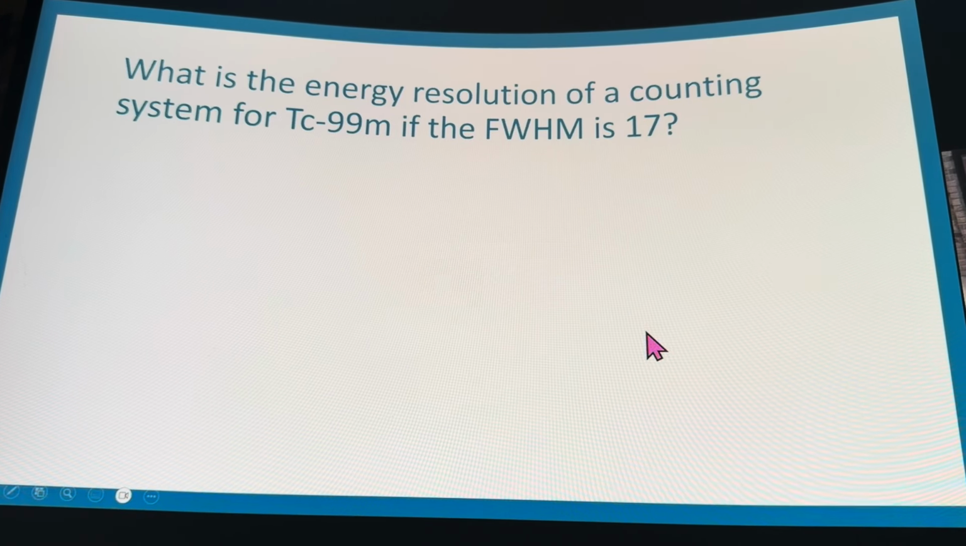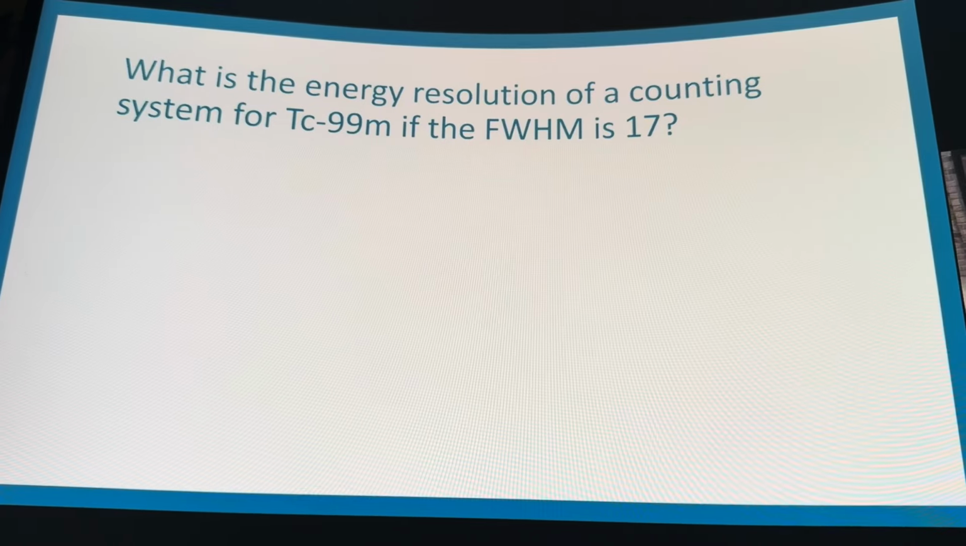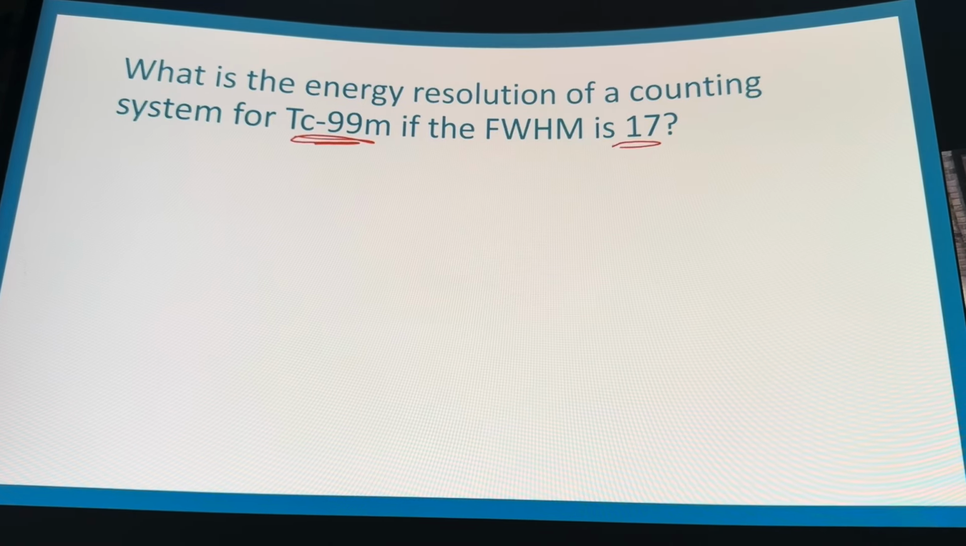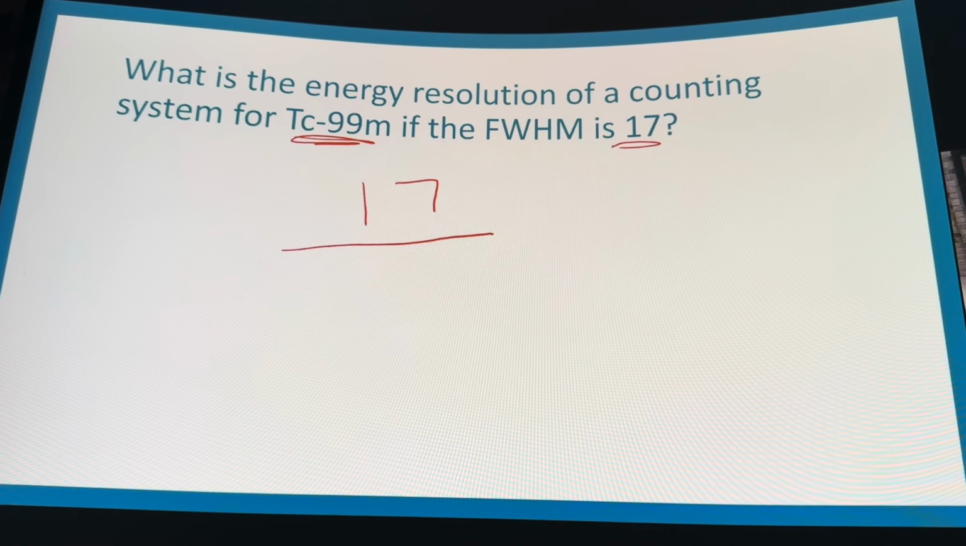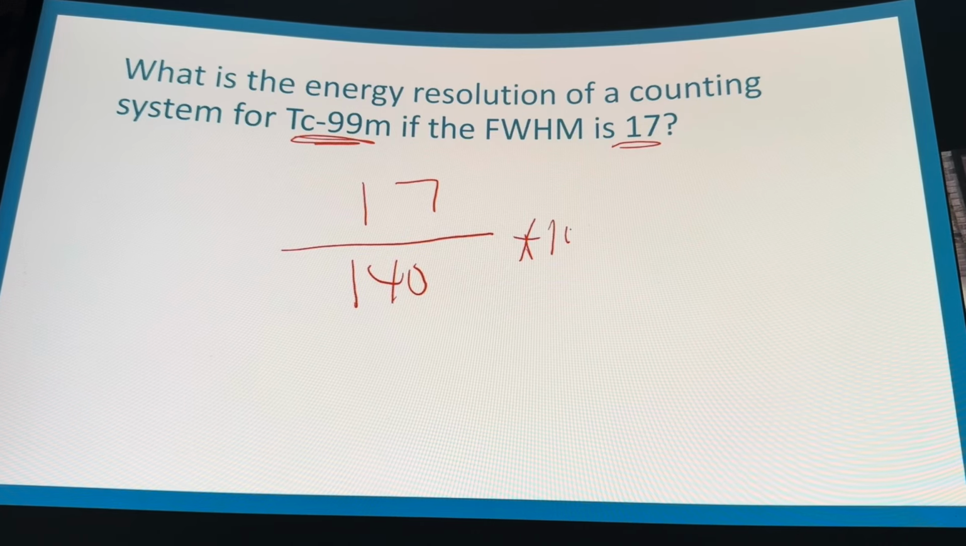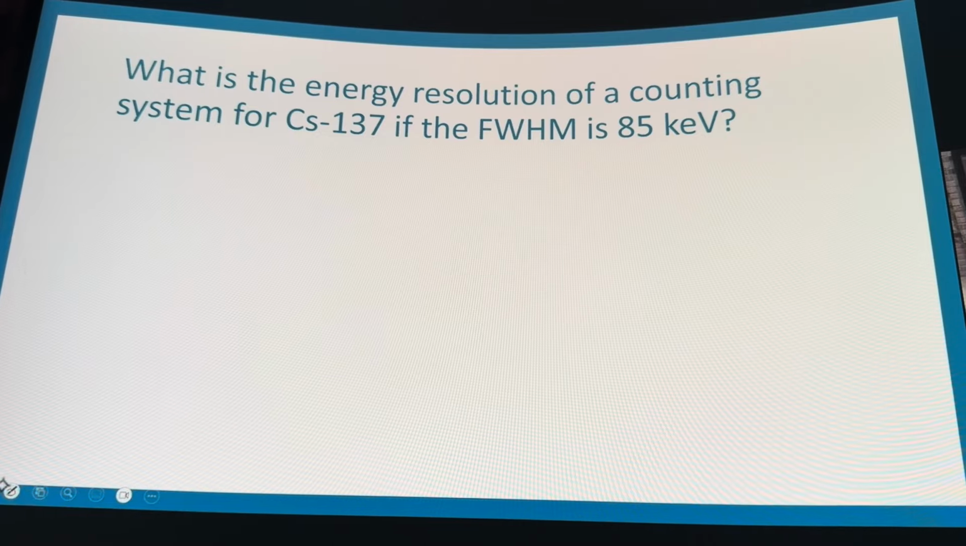So in my problem, what is the energy resolution? Technetium, the full width half max is 17. I have to divide that by my energy. Energy of technetium is 140. Times that by 100, gives me a 12% energy resolution. Let's do it again, this time for cesium.